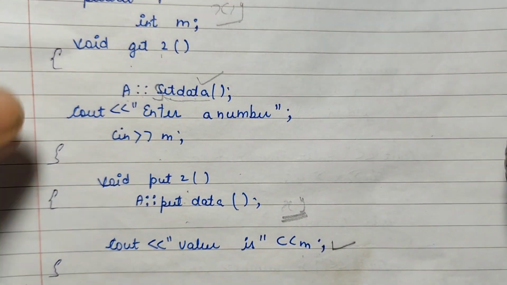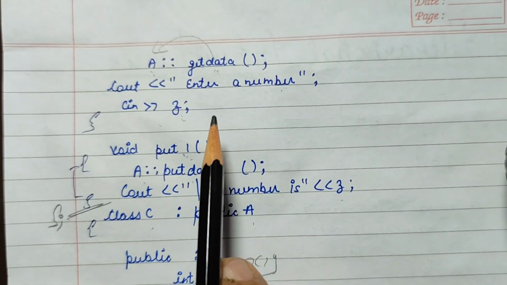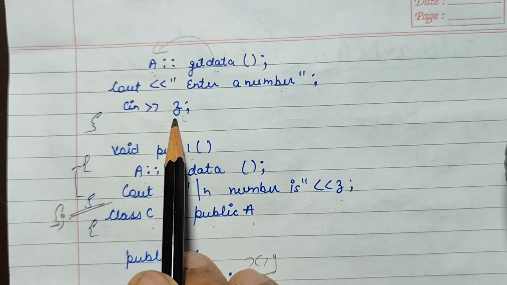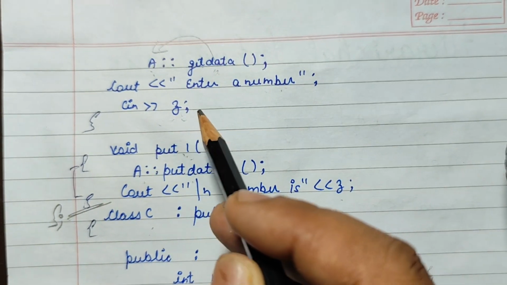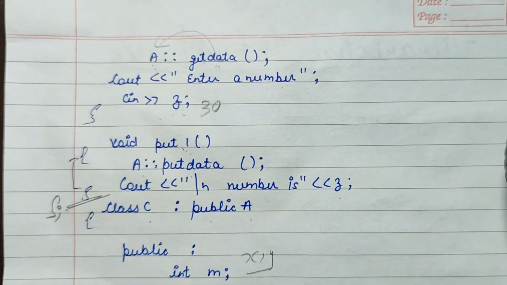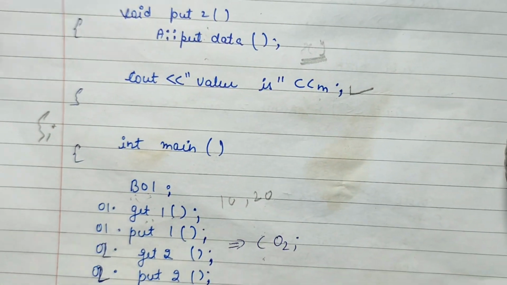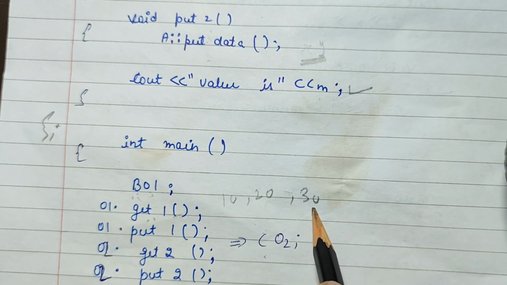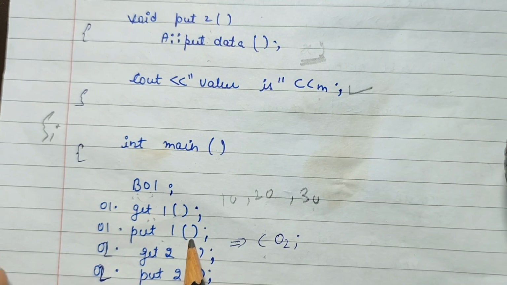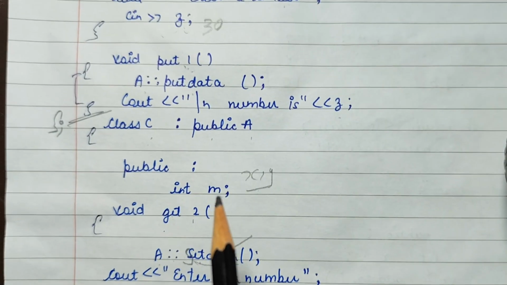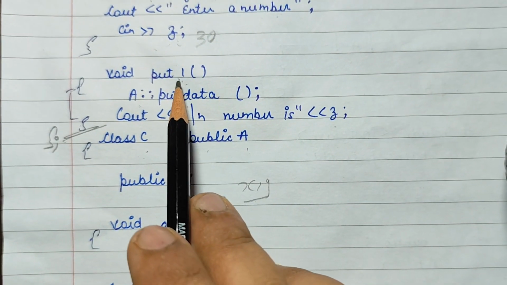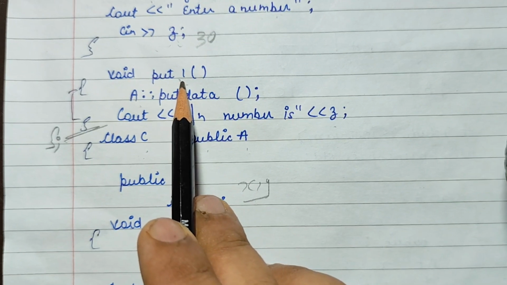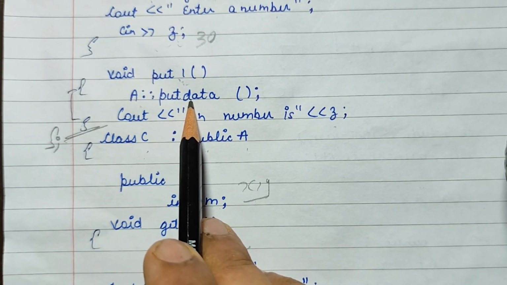After this in get one member function, then we input the value in z variable. Suppose here you enter the value in z 30, so 30 will be entered. So here using the get one member function, three values are entered, 10, 20 and 30. After this put one member function is called. When put one member function is called, control jumps to the function definition of put one member function. Here put data member function is called.